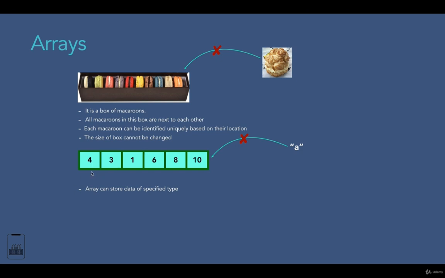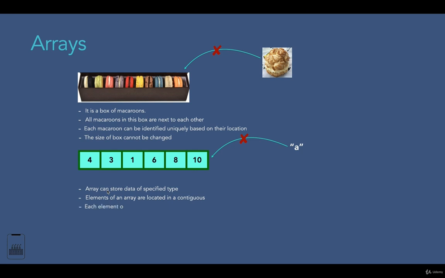Now the next property is that elements of an array are located in contiguous locations in the memory. This means that the elements of an array are located next to each other, so there is no gap between them. As you see in the box of macarons, they are also located next to each other and there is no gap between them.